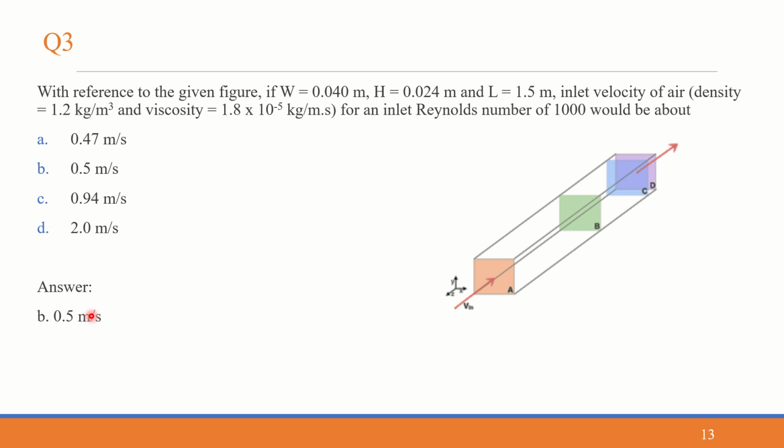So we know the inlet Reynolds number, we know the density, we know the viscosity of air. Now one thing remaining is the diameter of the column. Since it is a rectangular duct, we need to know the hydraulic diameter. So hydraulic diameter is given by 4 times the cross-sectional area of the pipe divided by the wetted perimeter. So we will see the solution.